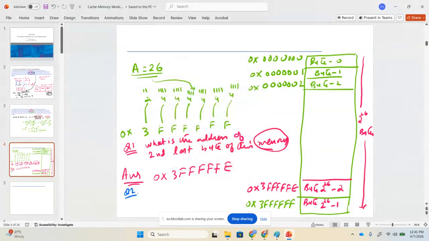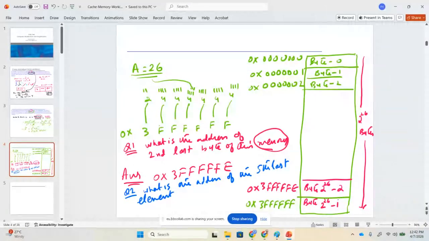Question number 2. What is the address of the fifth last element? 1, 2, 3, 4, and 5. What will be the address of the fifth last element of the array? Can you tell me? E, this will be D, this will be what? C, this will be B. So what is the answer? Help me.